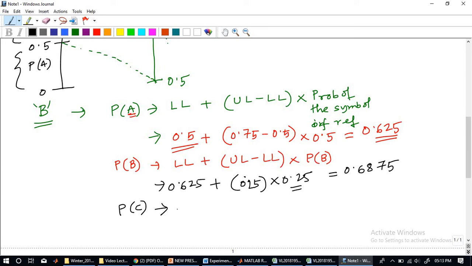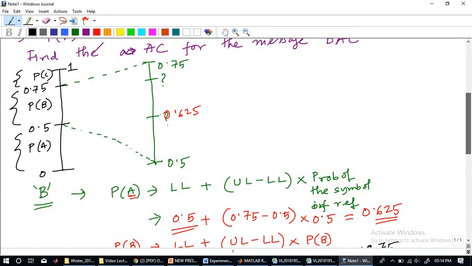So what will be P of C? Your lower limit will be 0.6875 plus 0.25 as the interval multiplied by the probability of C, which is 0. It should be 0.75, because I'm just telling you, this is 0.6875. So naturally your higher limit will be anyway 0.75 itself because it needs to be accommodated within this range. So even if you don't calculate for P of C, you can actually predict what will be the highest value.